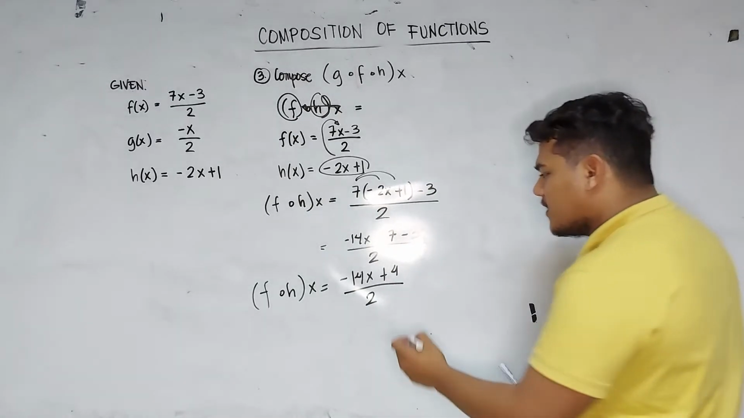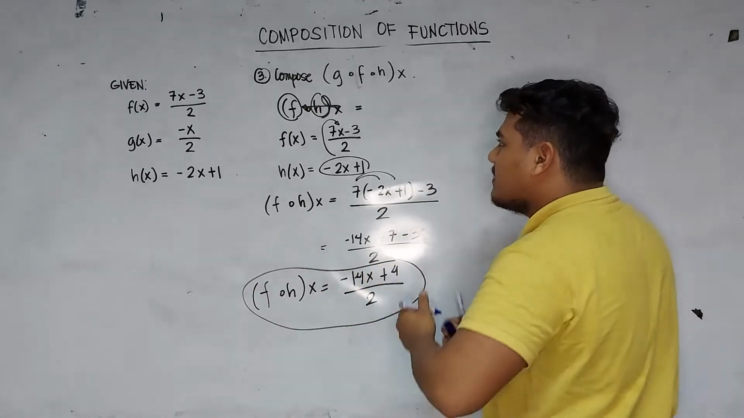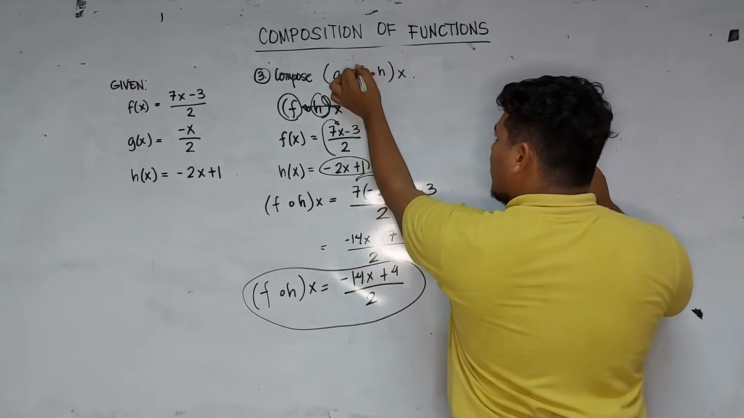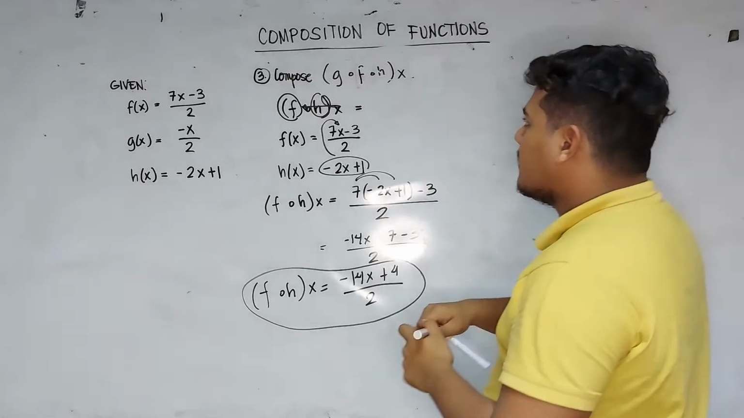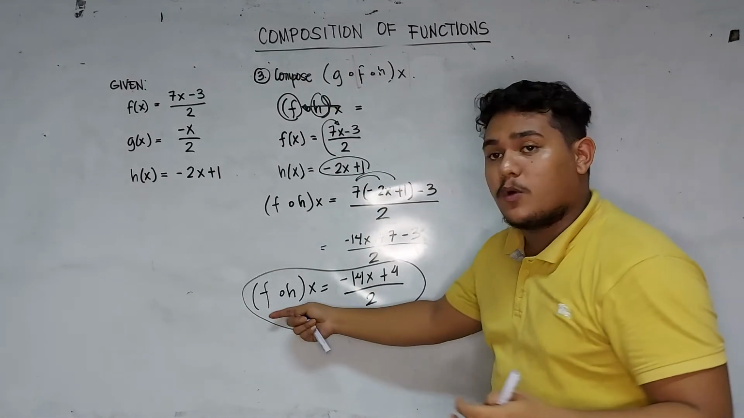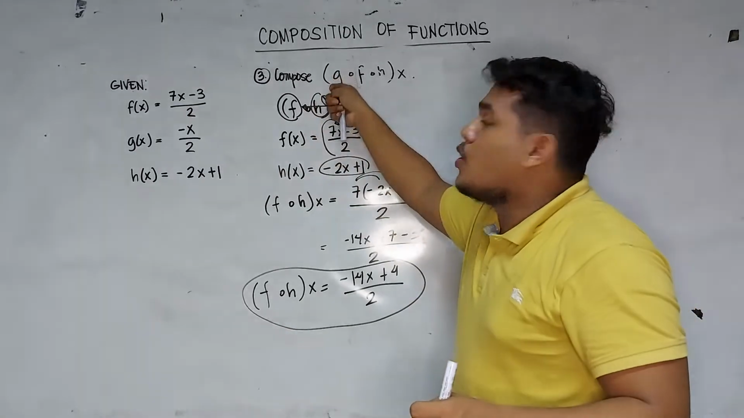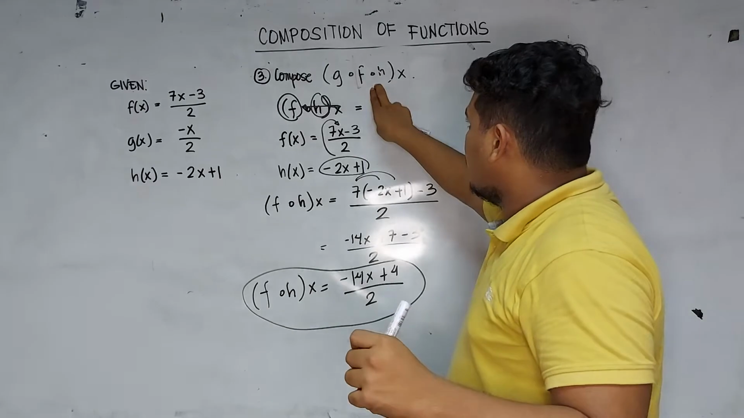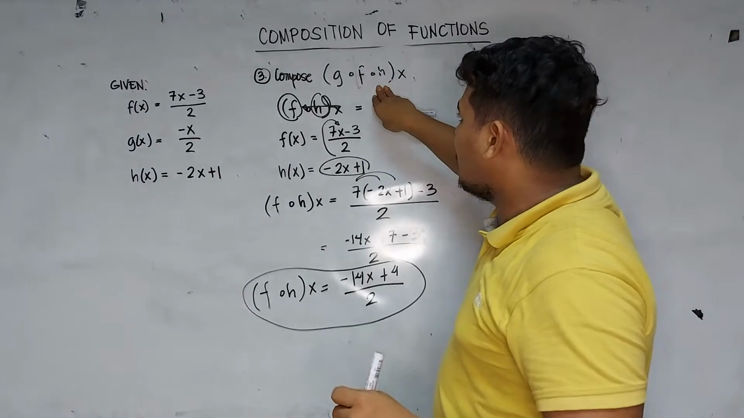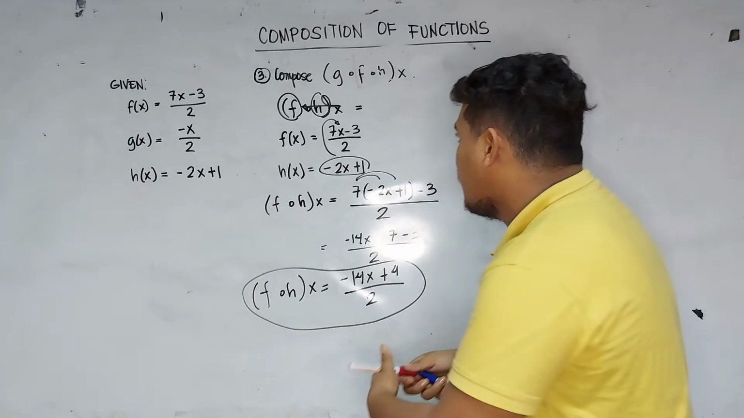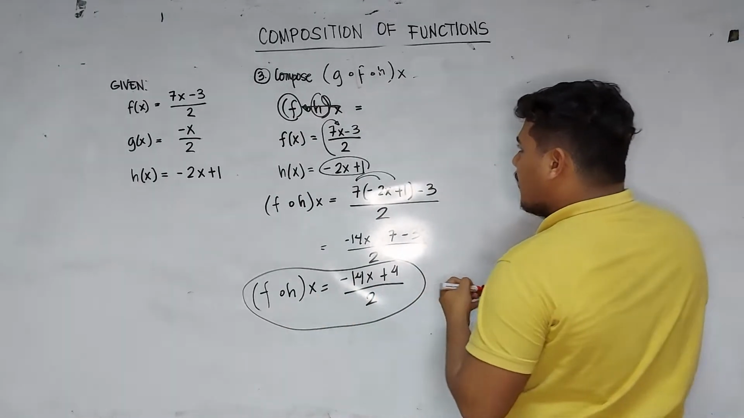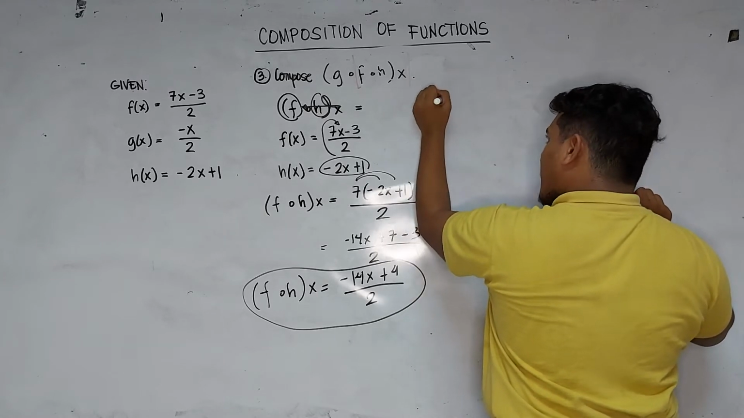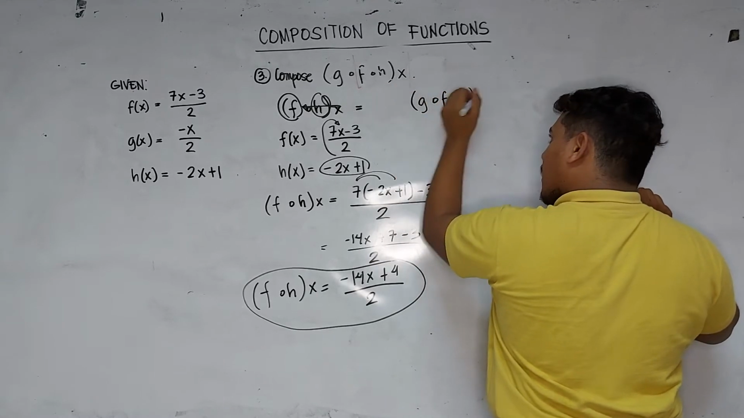Are we done? We're not done yet. We are killing this whole thing individually, or dissecting it one by one. So we are already done with f and h. Let's continue with g. Now that we already have our f of h, which is already done, what do we do? We compose it as a whole. Since we already have our f of h, we will continue with g composed of f composed of h of x.